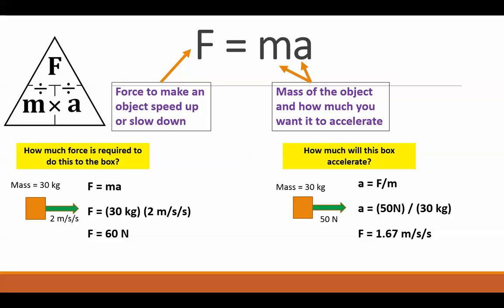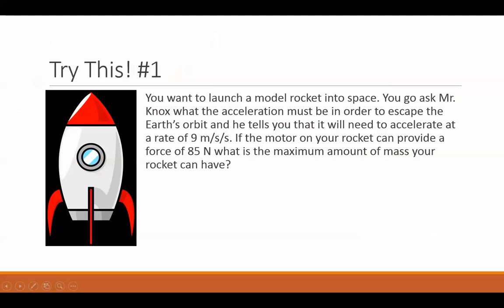Now on your sheet, you're going to do some of the apply questions, and they look like this. Suppose that you have a rocket that you want to shoot up into space, and Mr. Knox tells you that it's going to need 9 meters per second per second of acceleration in order to get up into space, and the motor that you have on your rocket can provide a force of 85 newtons. So if you need to go this fast and it only has this much push, we need to figure out what's the biggest mass that you can have on your rocket. Like how much of a payload can you have, how many passengers, or how much extra stuff can we put on that rocket. So please start with your equation and attempt this problem on your paper. Check your answers in the front of the room when you're done.